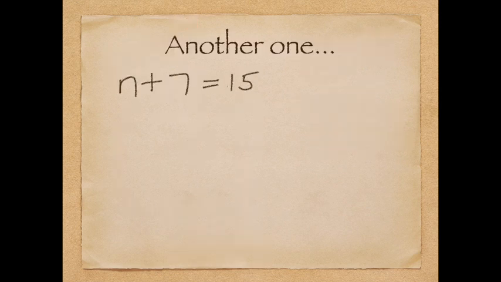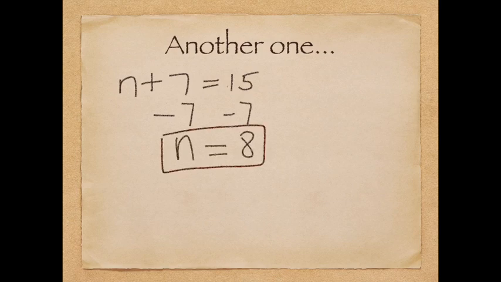This time I'm going to give you n plus 7 equals 15. All right, we're going to follow that same step. We're going to try to isolate the n. I have a 7 with the n. I want to take away the 7, so I'm going to take away the 7. But I'm going to take away the 7 again on the other side to make sure that both sides balance. So 7 minus 7, that's 0. 15 minus 7, that is 8. So I can bring that n down, and I get n equals 8.